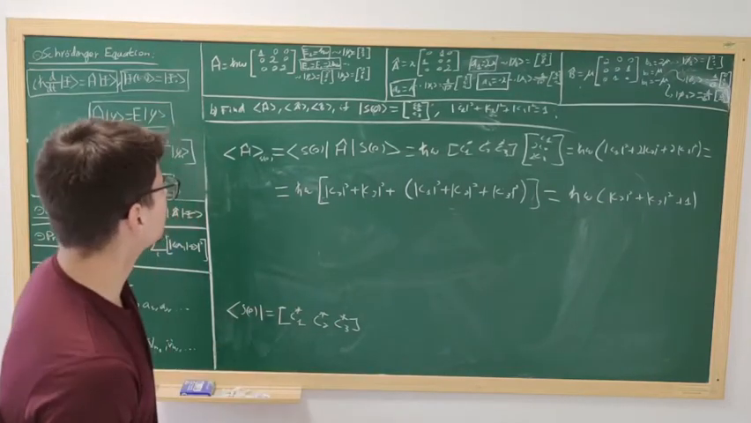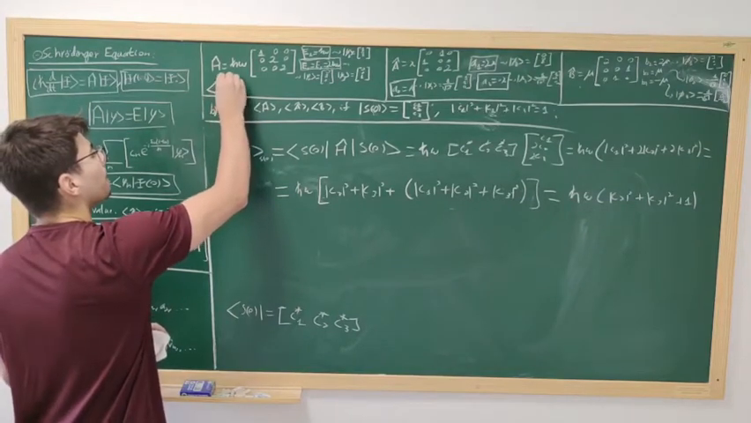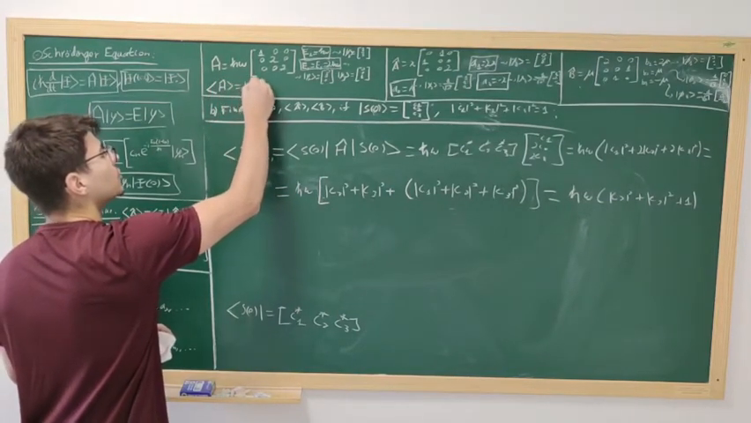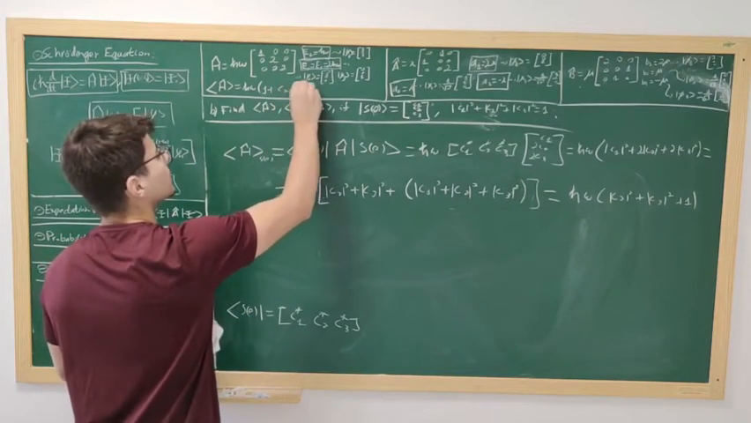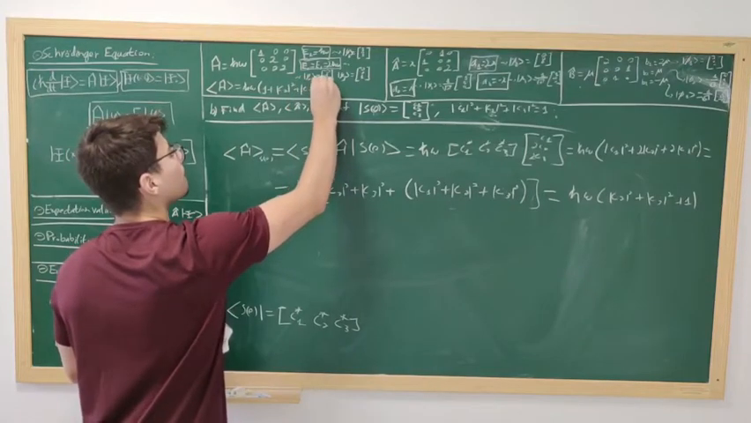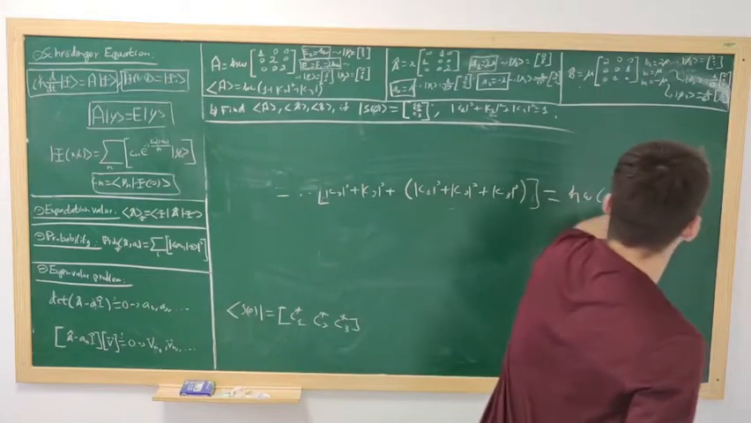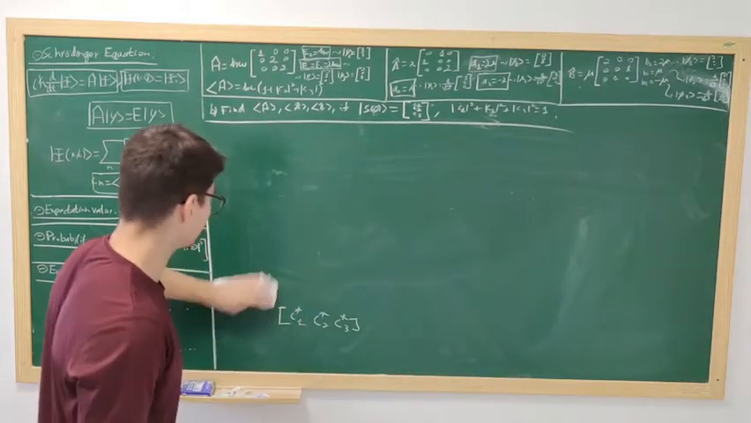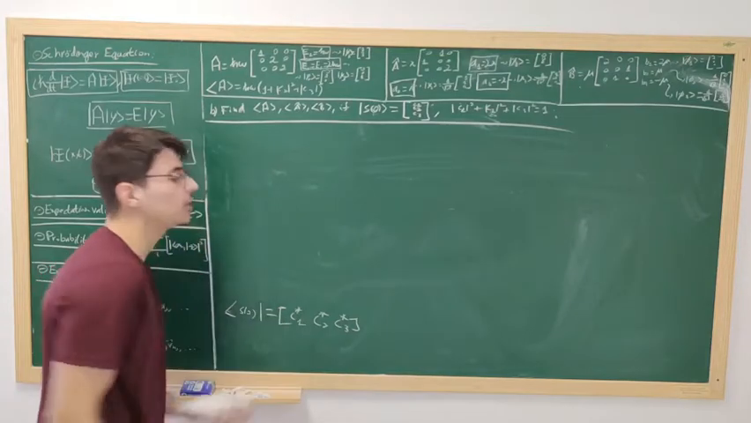So let's just write it here. The expectation value is just h omega times (1 plus modulus squared of C2 plus modulus squared of C3). So let's just do the same for the A operator, and okay, erase this again, and the B operator.